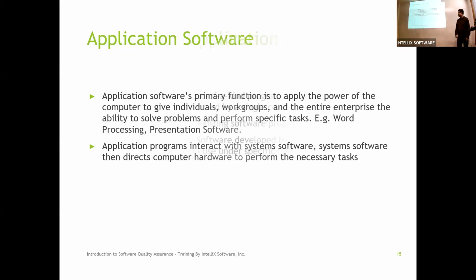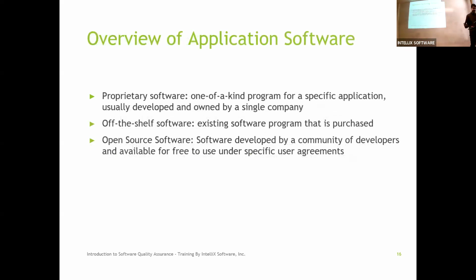We already talked about it. So when you talk about application software, things which run on top of the operating system, there are three different categorizations you can make. The first one is proprietary software. This proprietary software is owned by a company, developed by a company, and used for their own purpose.